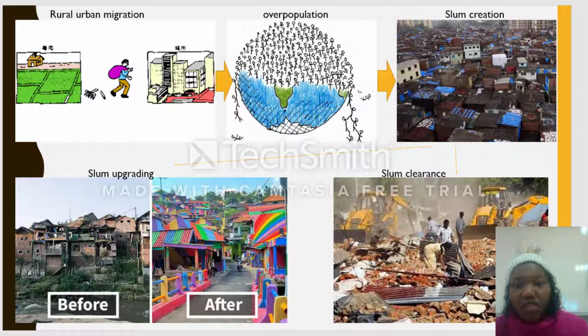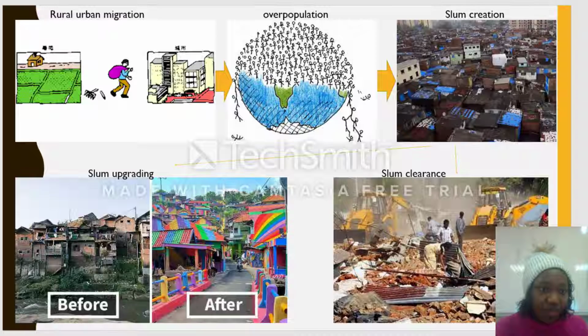Okay. Firstly, how are slums created? It usually starts from rural urban migration, which then leads to overpopulation in the urban areas, which then leads to slum creation. And when slums are created, there are two options available, either slum upgrade or slum clearance.